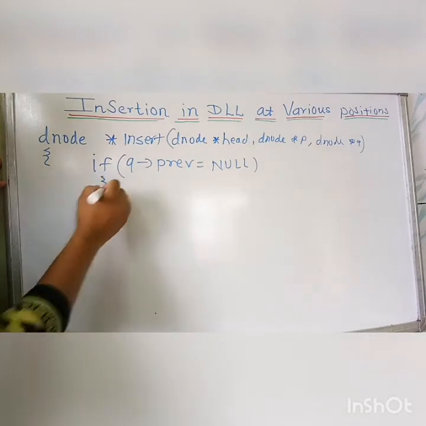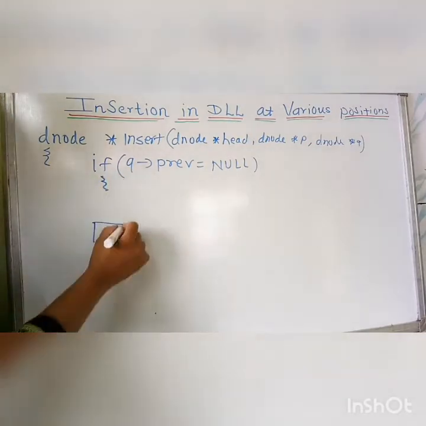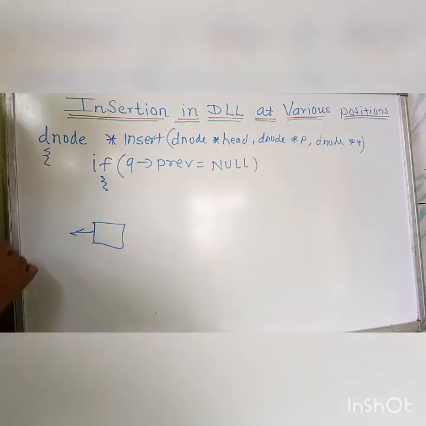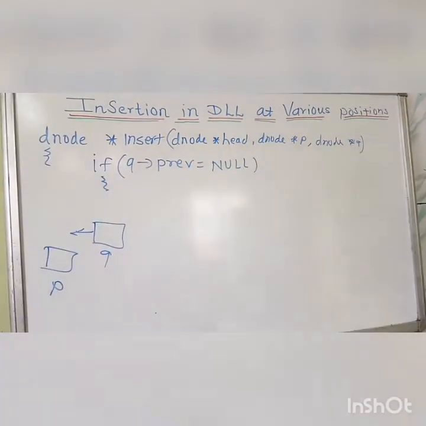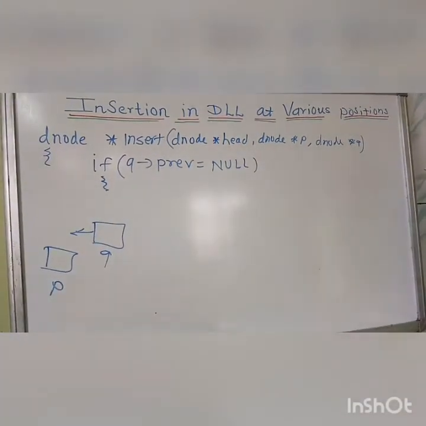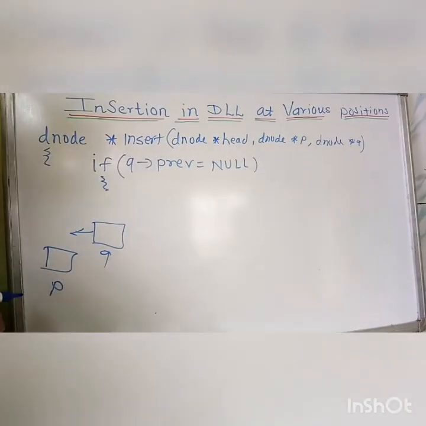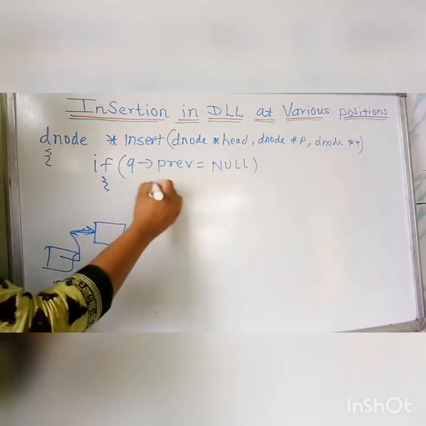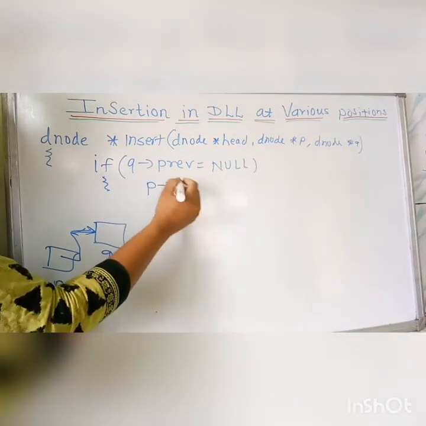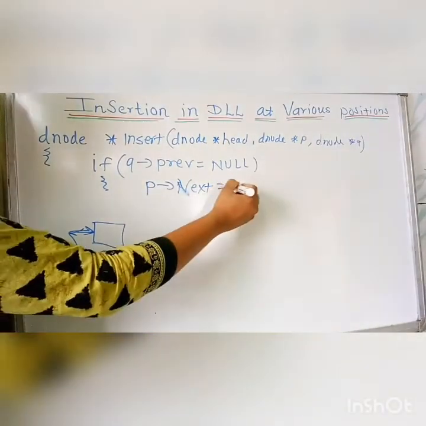we have to actually be at the first position. First position means here is the Q, means we have to insert here. It is P, it is the Q. We will take simultaneously the diagrammatical representation and the programming statements. So in this inserting at the beginning, what we will perform? P pointer next equals to Q.